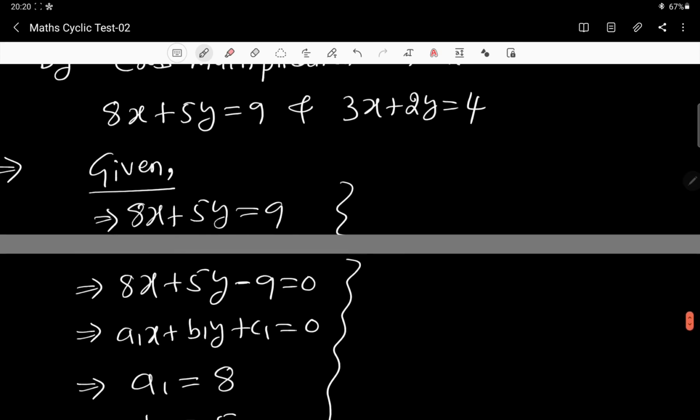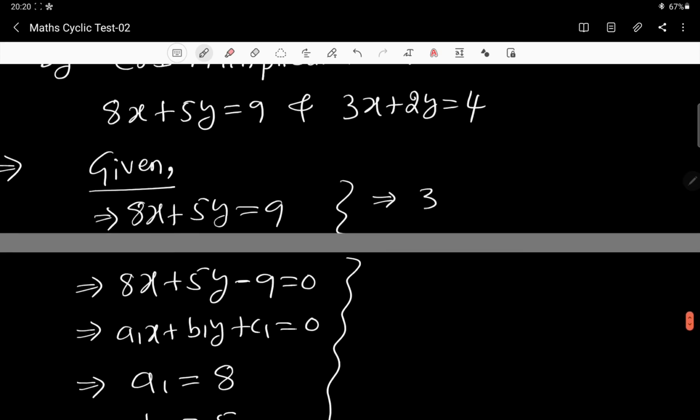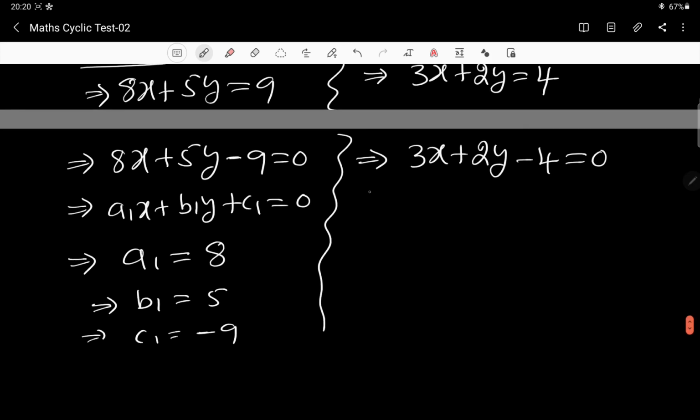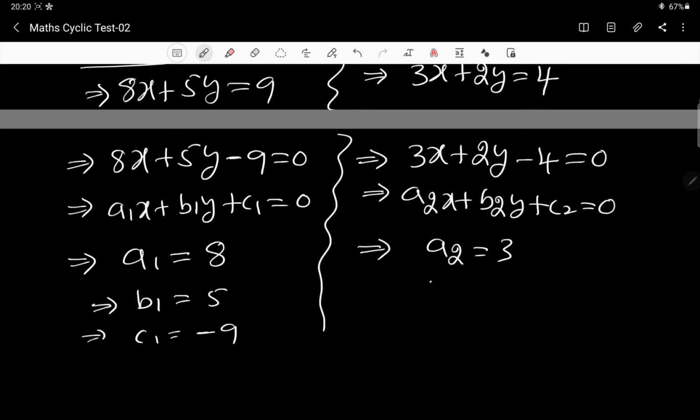Now moving on to the second equation. What is that second equation? That is 3x plus 2y is equal to 4, right? So then it becomes 3x plus 2y minus 4 is equal to 0. Then this has to be compared with a2x plus b2y plus c2 is equal to 0. Then I should get the value of a2 is equal to 3, b2 is equal to 2, and c2 is equal to minus 4.